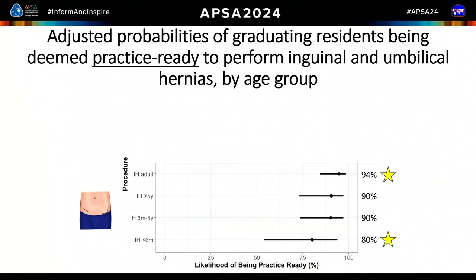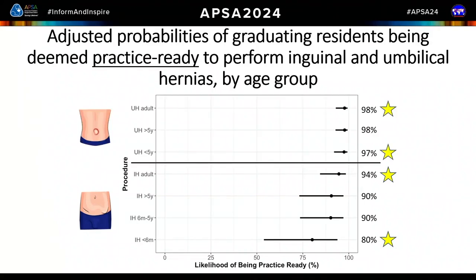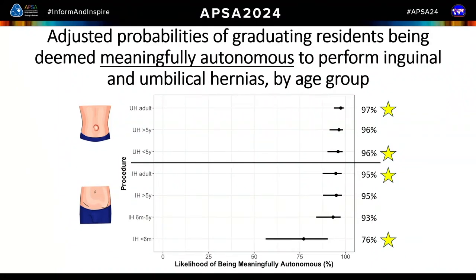Graduating residents had an adjusted probability of being deemed competent to perform an open inguinal hernia repair of 94% for an adult. And you can see this is in comparison to 80% for a less than 6-month-old. For an open umbilical hernia, the adjusted probability of competence was 98% for an adult. And you can see that graduating residents were similarly competent for a pediatric umbilical hernia repair of both age groups. This is a similar slide, but for autonomy, and you can see the same trends here for operative autonomy as we did on the last slide for operative performance.